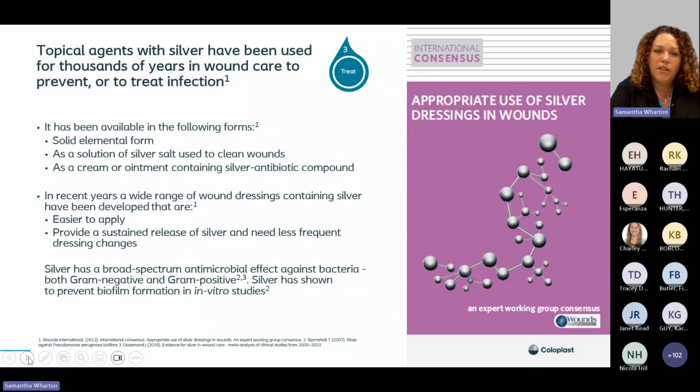In recent years, a wide range of dressings contain silver, which means it's easy to apply and you're getting a sustained release of silver. So once that exudate makes contact with the dressing, the silver ions are released, and it's released over a prolonged period of time, which means that the dressing can stay in for longer. Silver has a broad spectrum antimicrobial effect against bacteria, so both gram-negative and gram-positive, and it's also been shown to prevent that biofilm formation.